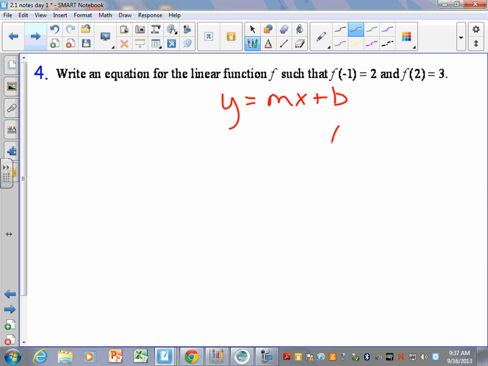Wait, I always thought x. Well, it does. Like f of x equals y. So this is the y. That's the x that they're plugging in. See what I'm saying? So this is like saying when x is -1, the y is 2. And this one's saying when x is 2, y is 3. So function notation is giving you points on your graph.